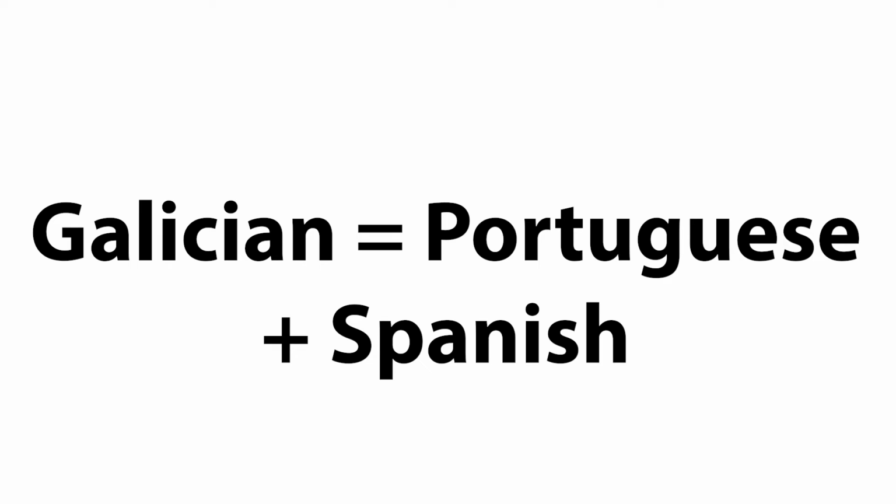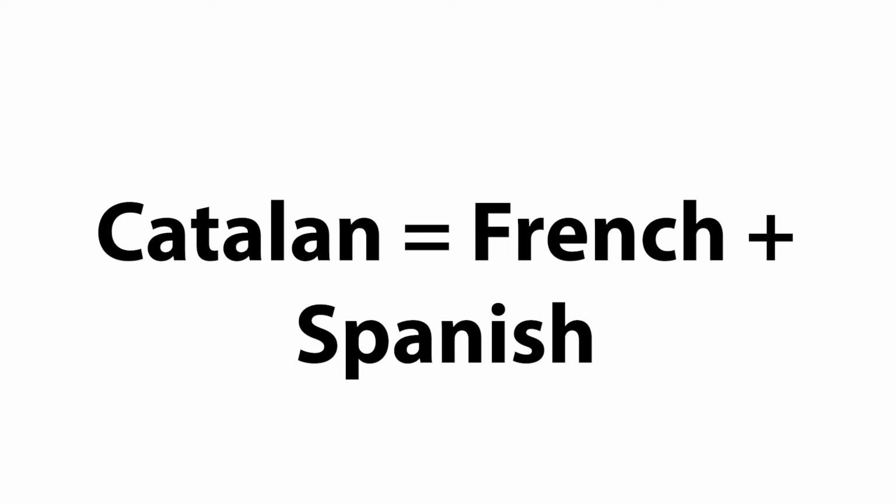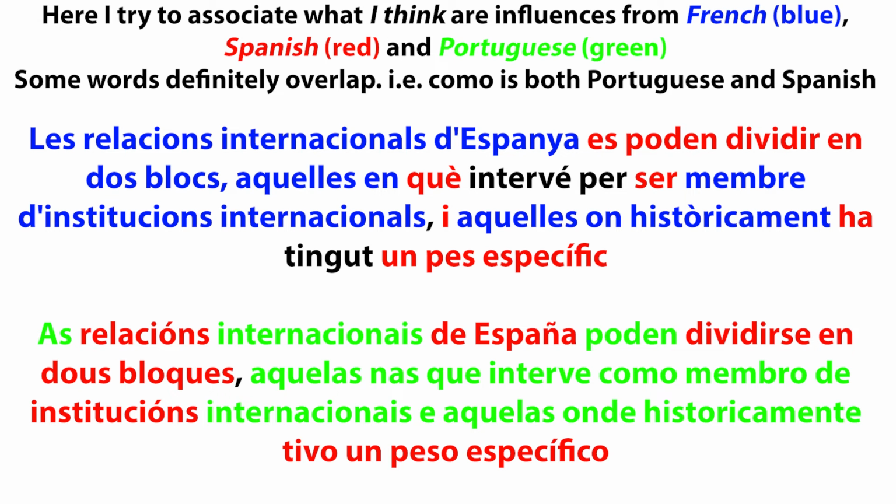From my research, I would say that Galician is a mix between Portuguese and Spanish, whereas I would say that Catalan, for example, is a mix between French and Spanish. While obviously both languages have their own unique touch, which makes them their own unique languages, and not just like an accent from any of the other bigger Romance languages.